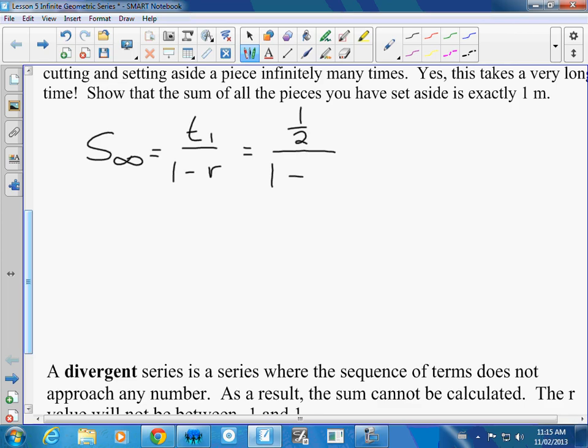What are you doing every time? Timesing it by 0.5, right? Timesing it by a half. So R in this case is a half, isn't it? Okay, let's do the math. This is really tough math, guys. What's 1 minus a half? A half. What's anything divided by itself? 1. Oh, so what's our answer? 1. Okay.